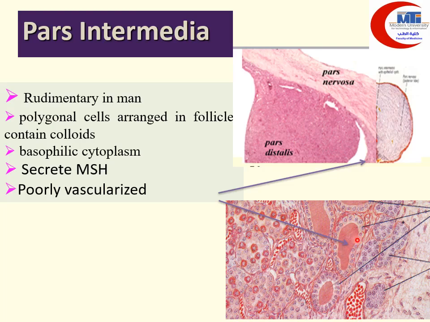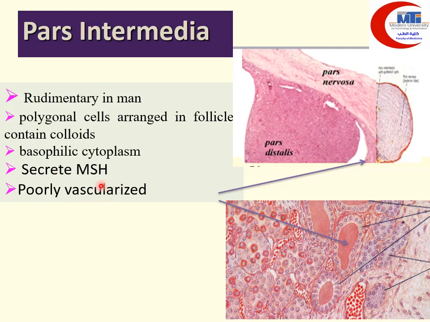The cells are polygonal in shape and arranged in follicles with colloid in the center, or in the lumen of these follicles. Between the follicles, we will find fenestrated blood capillaries to carry hormone secreted from these cells directly to the blood circulation. But the pars intermedia is poorly vascularized, not like the pars tuberalis. Pars tuberalis is rich in blood vessels, but pars intermedia is poorly vascularized.